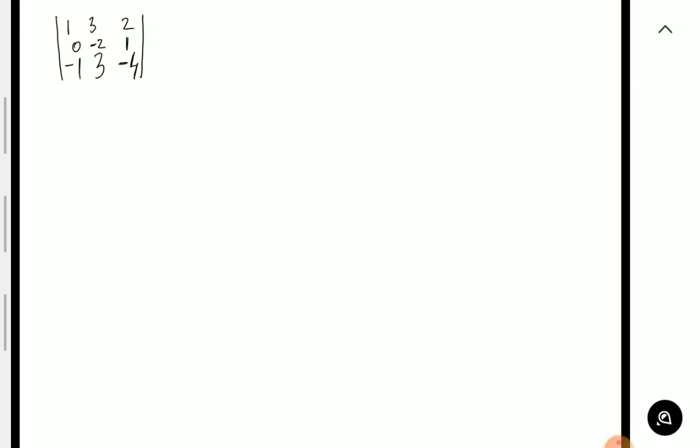Yeah, sorry for the interruption, because I had the wrong matrix to begin with. So let's start again with the matrix 1, 3, 2, 0, minus 2, 1, minus 1, 3, minus 4, right? The original matrix that we used before as an example.